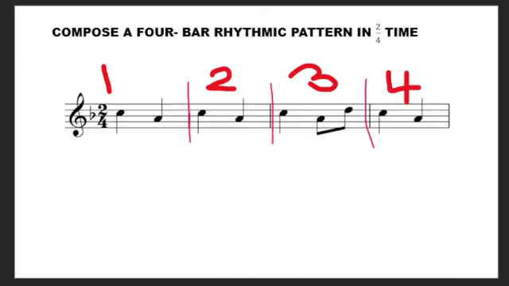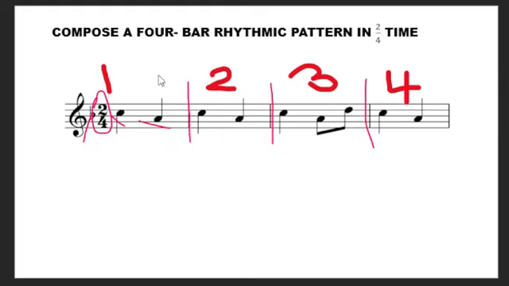Now compose a 4 bar rhythmic pattern in 2 time. So here we have 2. My song is in 2/4, which is the time signature. Then the key signature is not sharp now, it is flat. Okay, so I have 2 1 2.